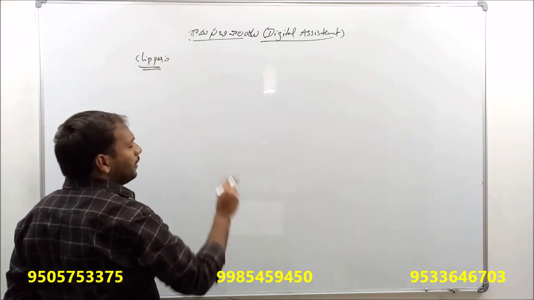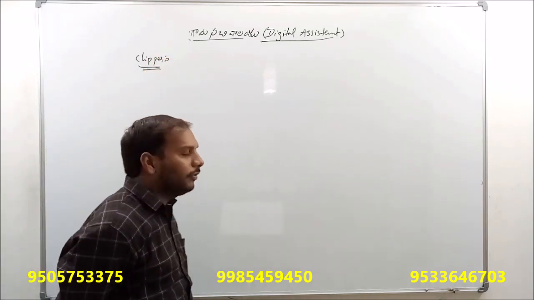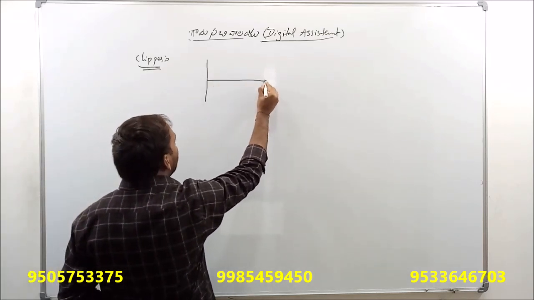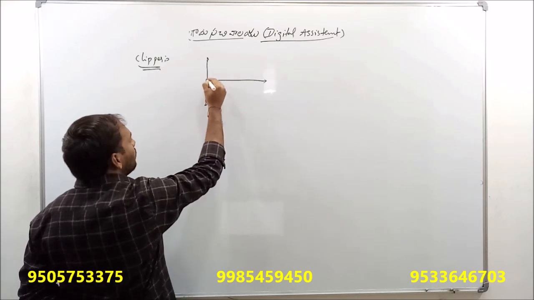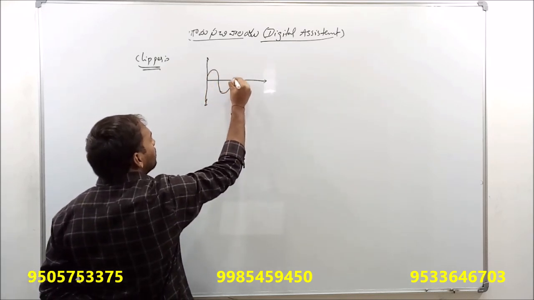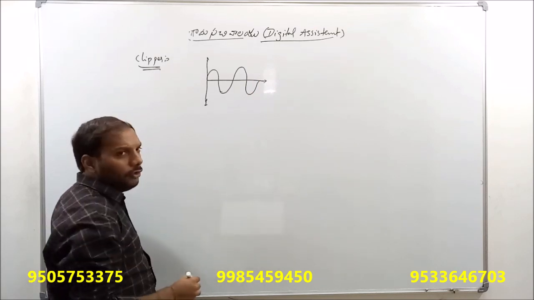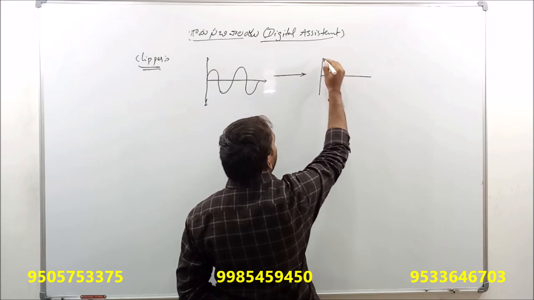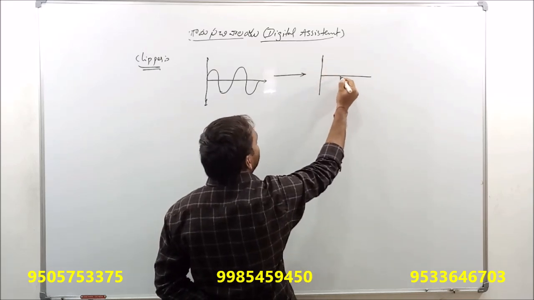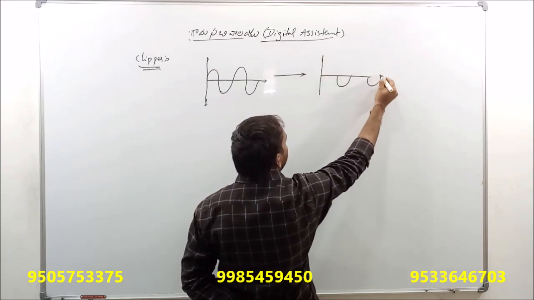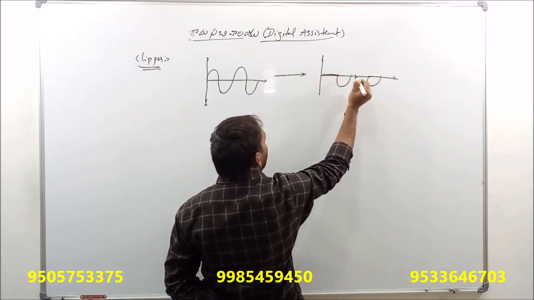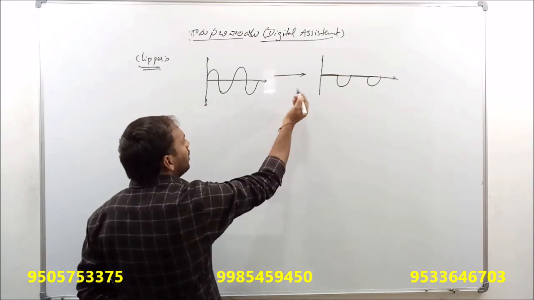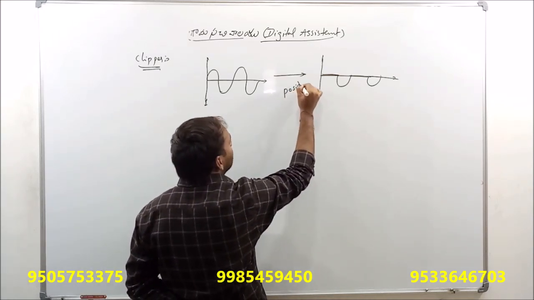Application of the diodes are clippers, clampers, half wave rectifiers and full wave rectifier. So clipper, see here, the importance of clipper circuit is, let us consider this is the input waveform for the clipper. If you try to get the output like this, that is positive portion is completely clipped off. Positive portion is completely clipped off, right? So that you call it as what? Positive clipper.